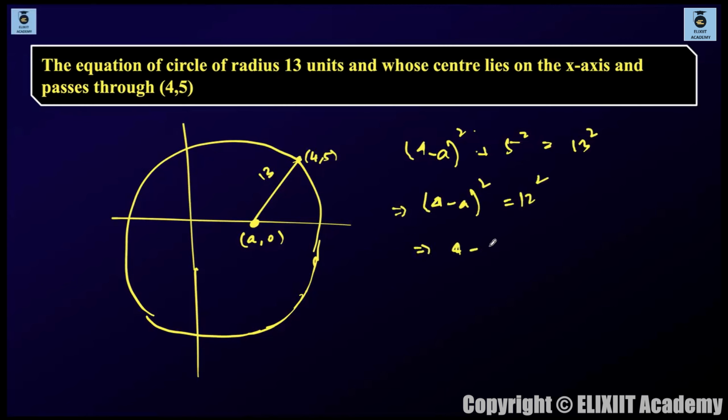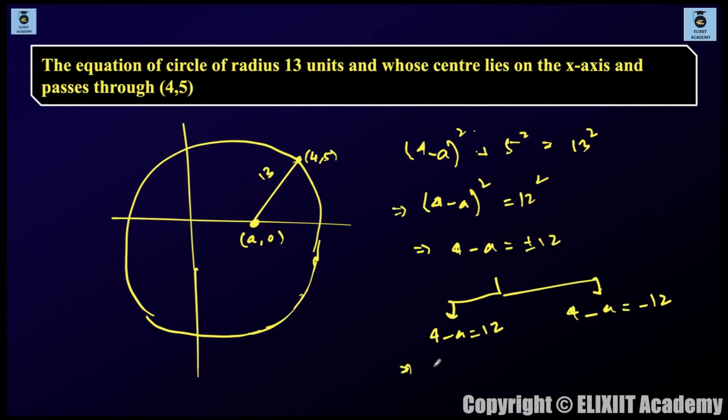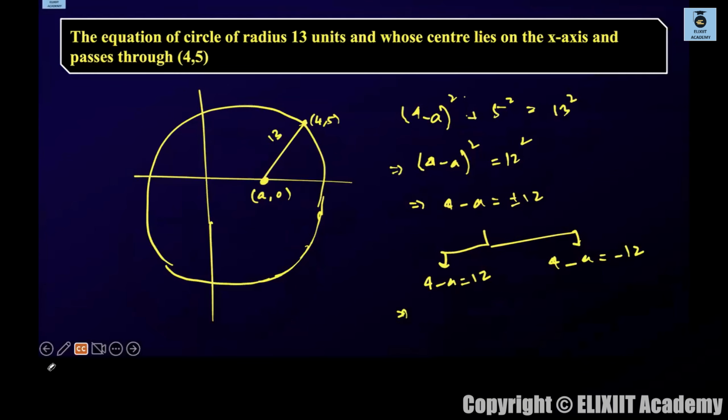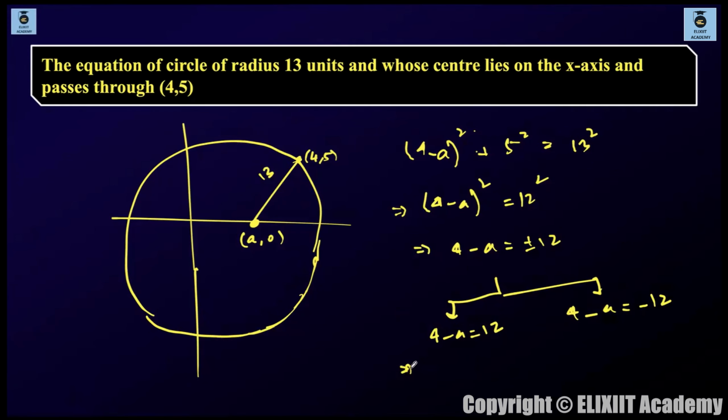So 4 minus a is plus or minus 12. Once you get 4 minus a is plus 12, and second you get 4 minus a is minus 12. You are supposed to get two values of a. 4 minus 12, so a is minus 8 from here. And from the other, a is 16. So there are two values of a. Corresponding to two values of a, you are supposed to get two circles, because there are two centers. Definitely there are two centers.